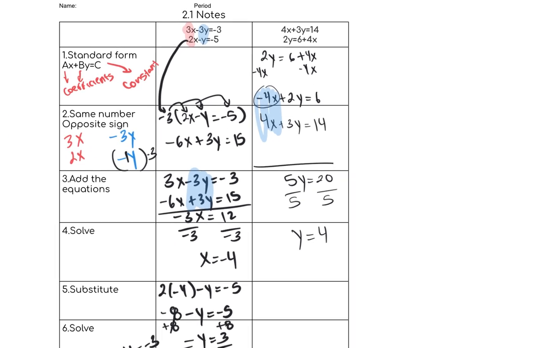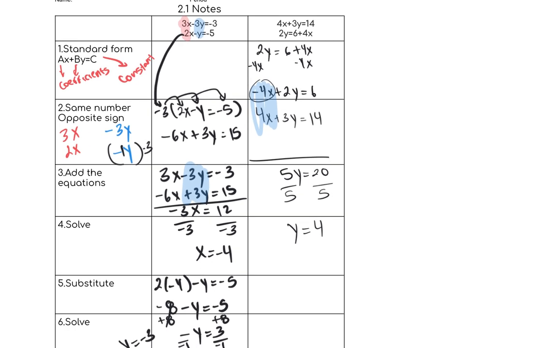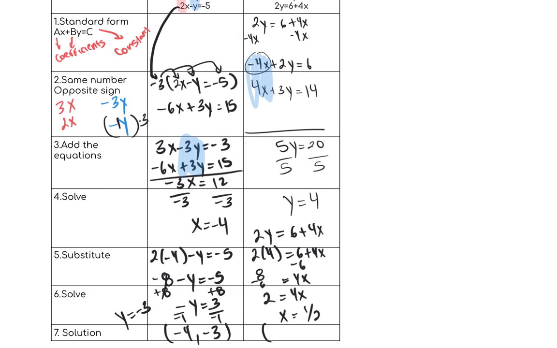Now I can plug that into one of my equations. Let's say I do 2y equals 6 plus 4x. Subtract the 6. This is 8 minus 6 equal to 4x, which is 2 equal to 4x. Just x equals 1/2. So I have 1/2, comma 4.